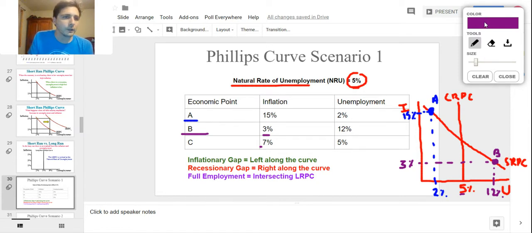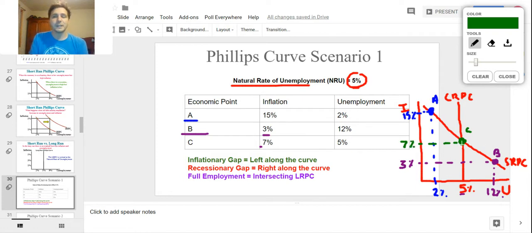Let me get one final color here. Go green. Next, it says my unemployment rate is 5%, my inflation rate is 7%. Now I go to my unemployment rate, and whoa, that's the same rate. What's going to happen there? Same as my natural rate of unemployment, so I have to be on the short run Phillips curve, so I must be at long run equilibrium. So that's my point, and then I dash over, and this is going to be 7%.